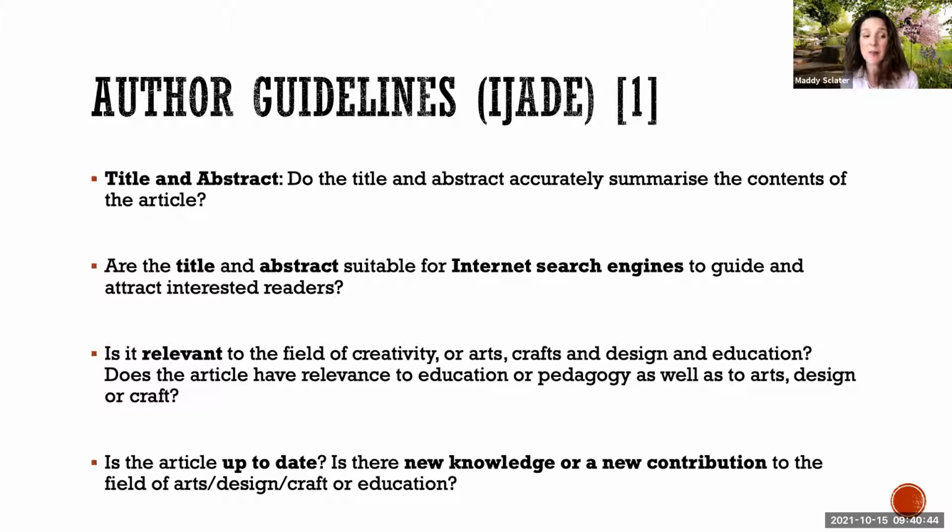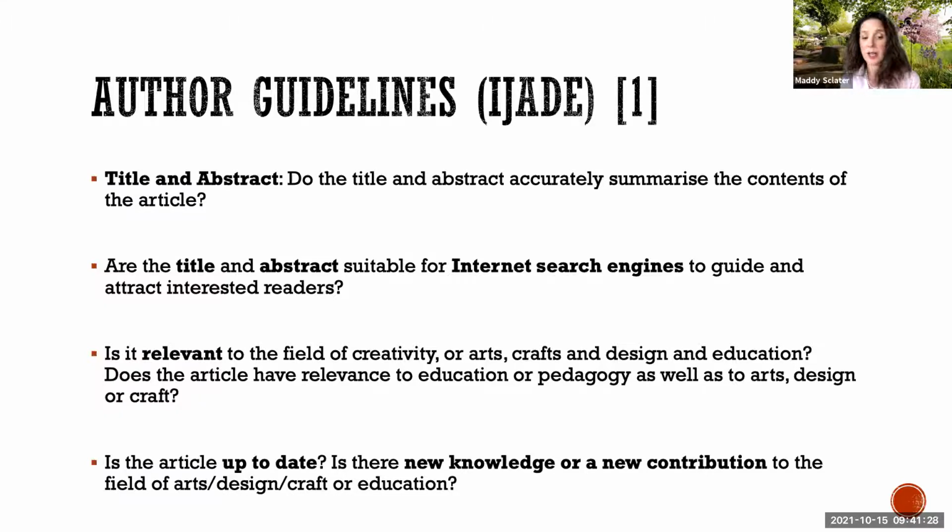In our particular journal, we're really interested, obviously, in education, but we do get a lot of submissions that don't have education within the discussion or within the article itself. It might be an art practice, but not necessarily tied into education. So think about the orientation of the journal, what the emphasis is. For example, in our journal, we're interested in creativity, arts and crafts, but within an educational context.